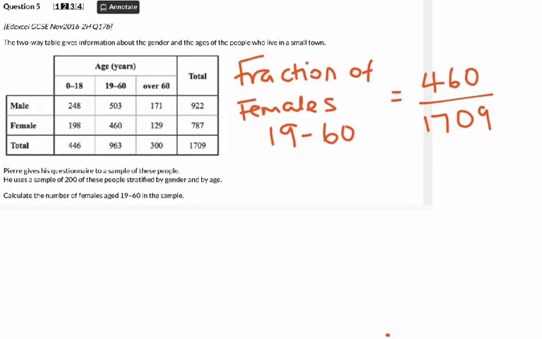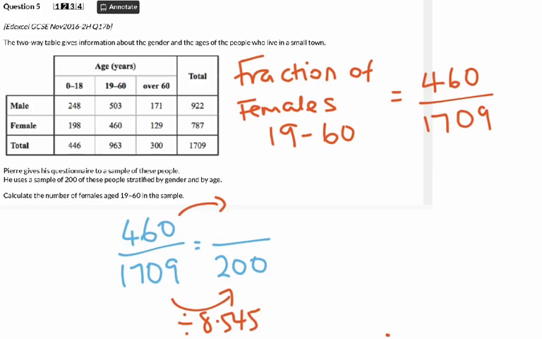The second question that I've chosen to look at is question number 5. This is the more difficult type because you've got 2 different variables. They're asking you to think about 19 to 60-year-olds and females. So look at the two-way table. There are 460 females in the 19 to 60 category, and our population size is 1,709. So there are 460 out of 1,709 females who are 19 to 60.